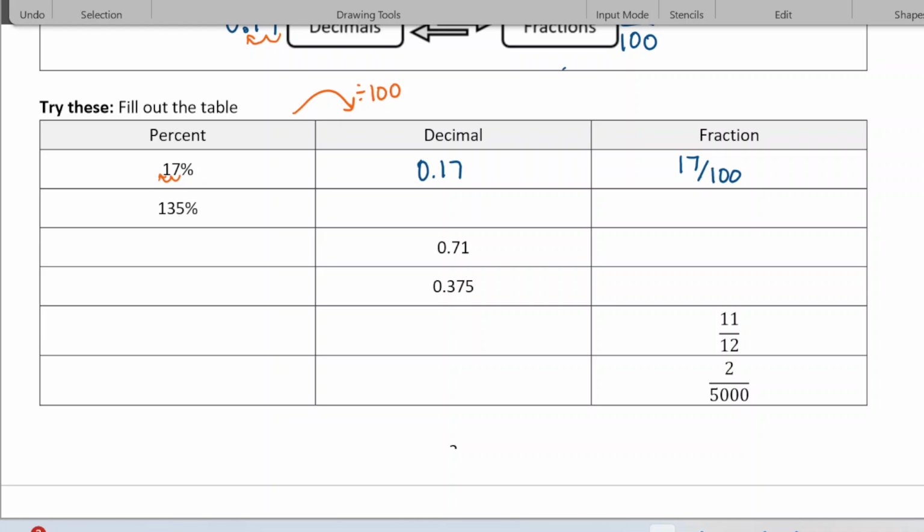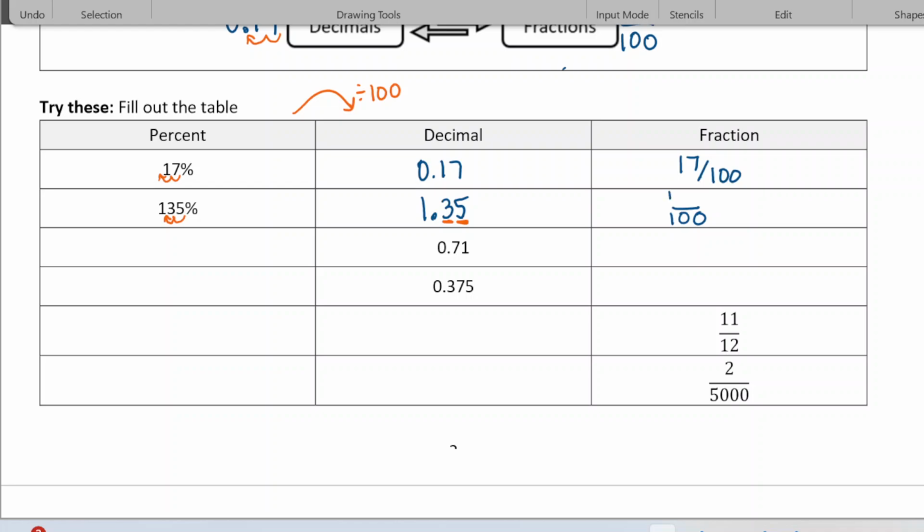Okay, 135%. Again, move the decimal place over 2 spots: 1.35. Now here's how to turn a decimal into a fraction. We want to count the number of positions after the decimal place. So here we have 35 hundredths because there's 2 spots after the decimal place. So when we write our fraction, we want to put 2 zeros because we have hundredths.